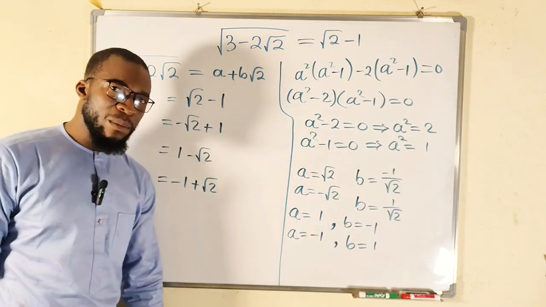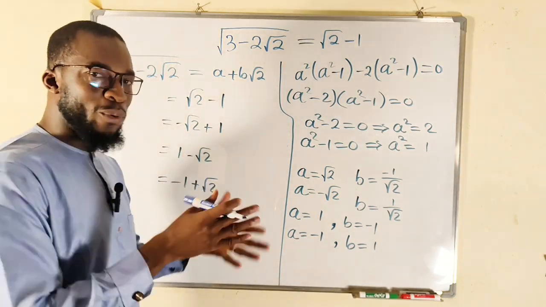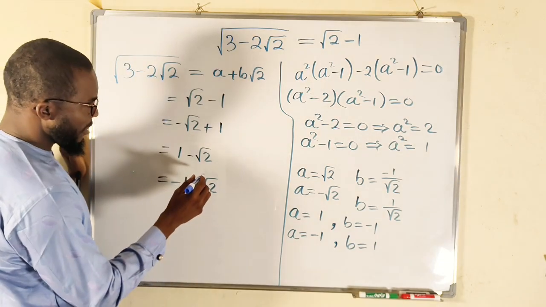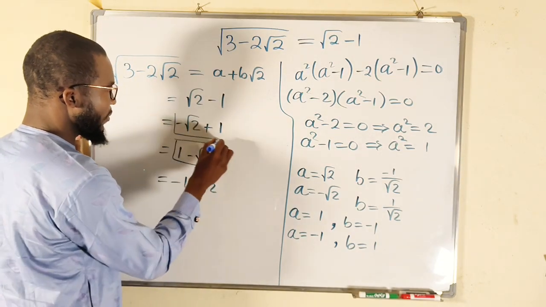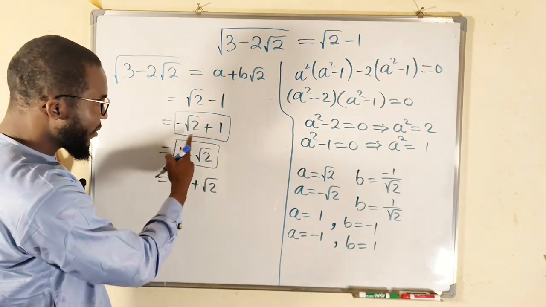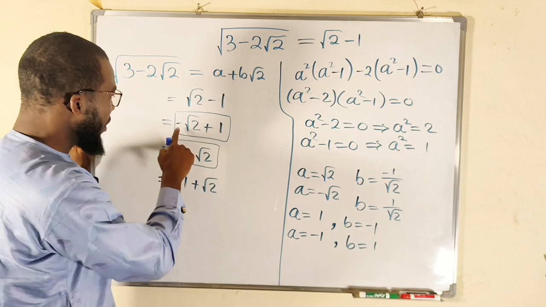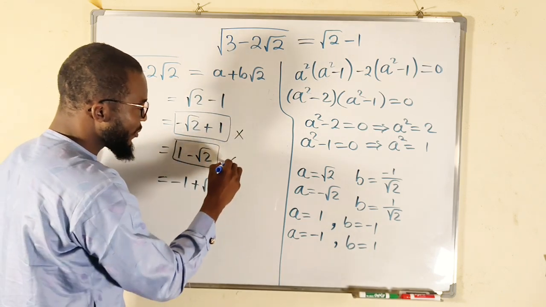Remember, I told you the output must not be negative. It must be positive. So you know that this and this will give us what? Negative result. They are all exactly the same. Just look at it. You know, it is commutative. Negative root 2 plus 1 is the same thing as 1 minus root 2. So we don't want this solution.